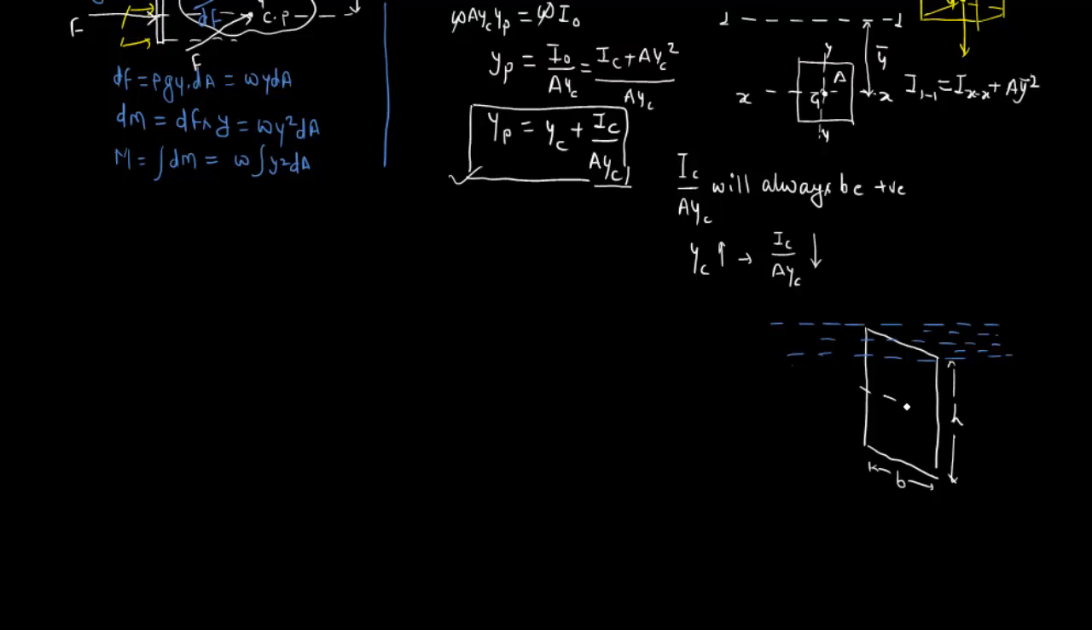So in this case, here is the center of gravity, and obviously this is yc. Okay, this is yc, and in this case yc is equal to h by 2, as the top edge of this plane surface is at the free surface of fluid.